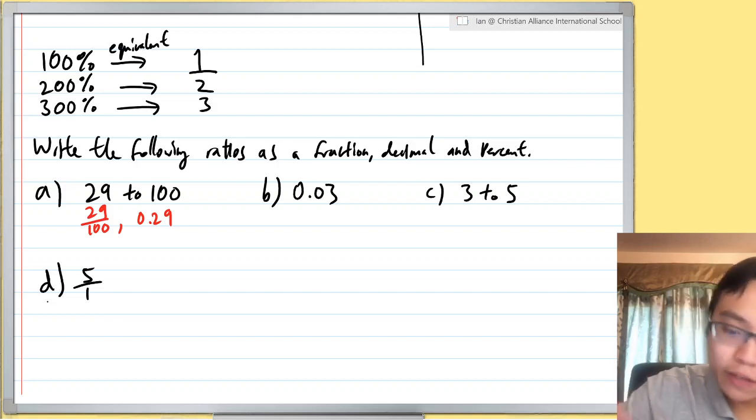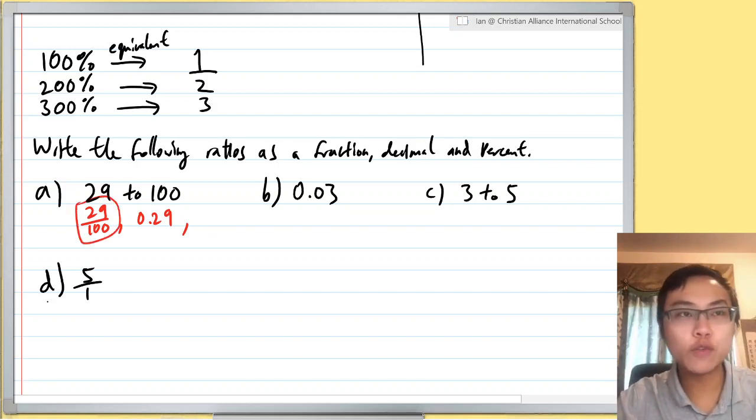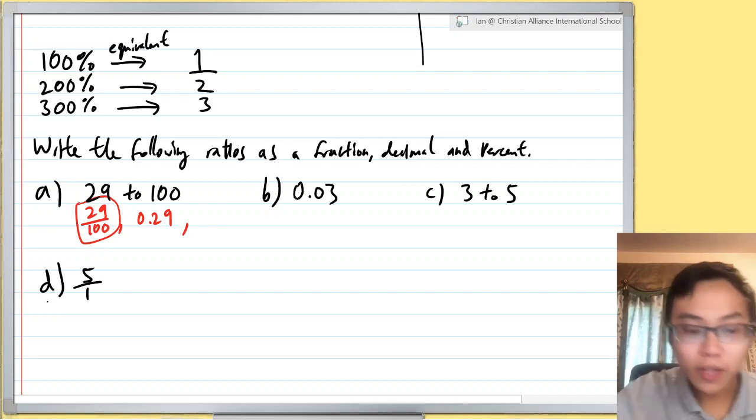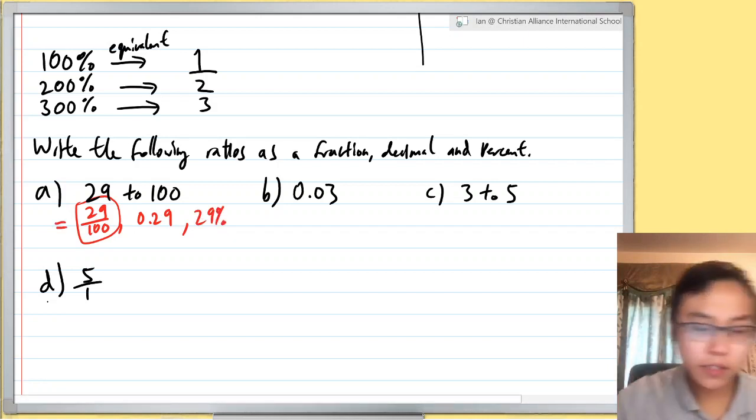Lastly, as a percent, this is already in terms of a percent. It's 29 out of 100. We just need to write it in terms of the percent symbol. That is going to be 29%. So that is question A.